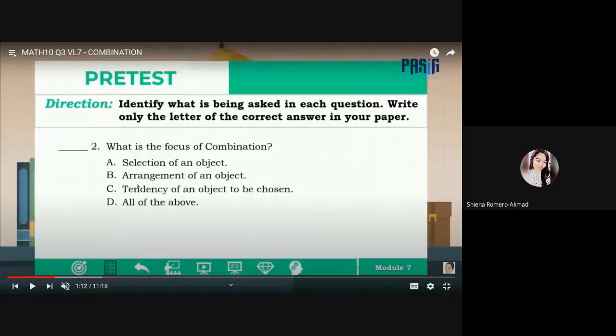So for number 2, is it A, selection of an object, B, arrangement of an object, C, tendency of an object to be chosen, or D, all of the above? Letter A, selection of an object. Bakit selection of an object po?